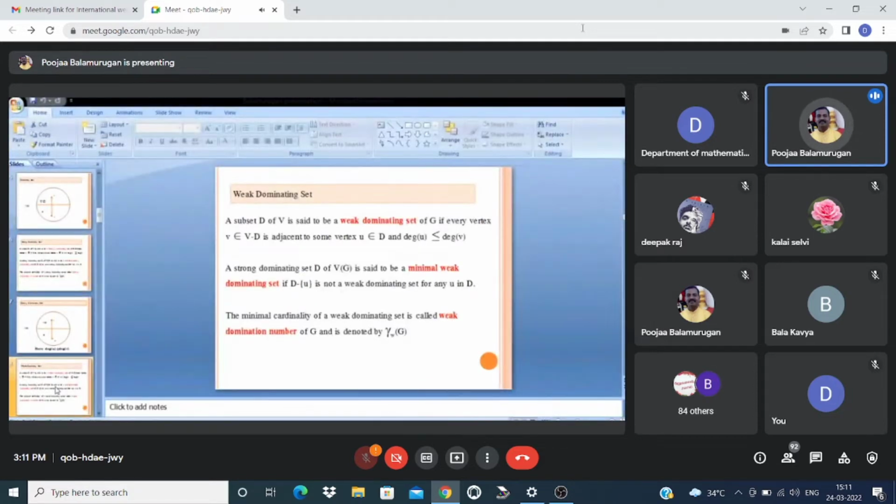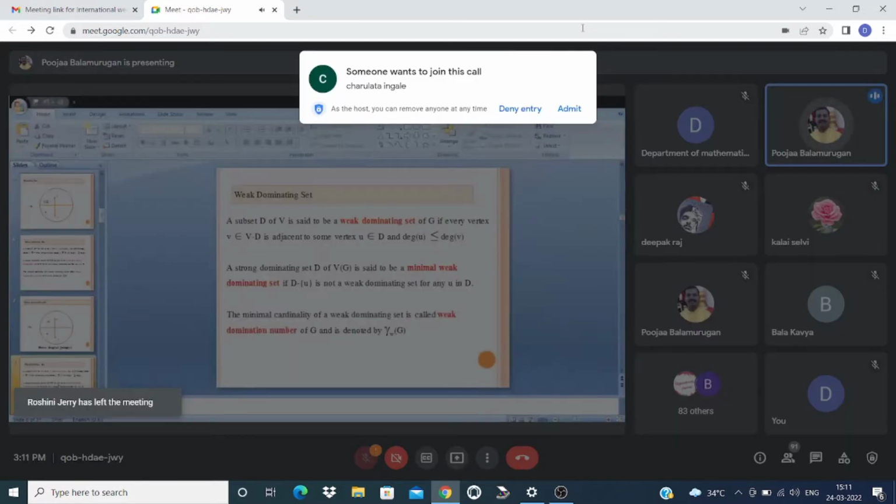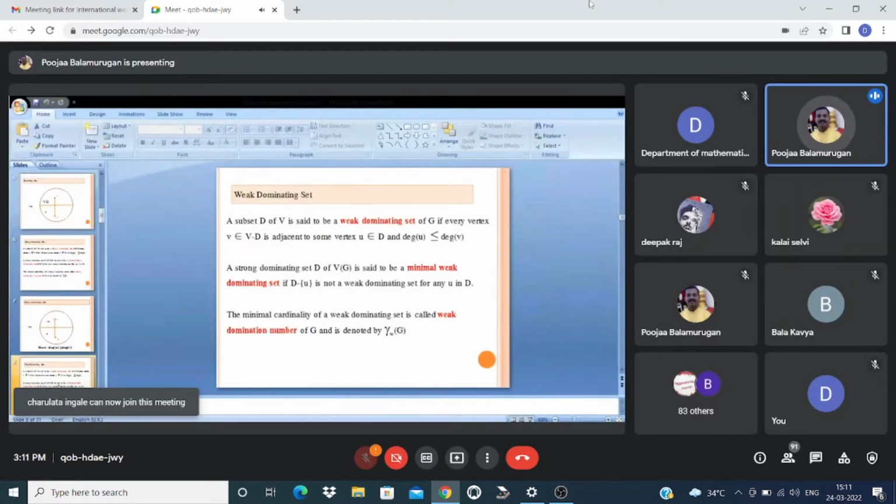So this is the weak dominating set. I think the strong dominating set and the weak dominating set were both introduced in 1996, by Dr. E. Sampath Kumar and L. Pushpalatha. So this is a very nice concept of the dominating set, right?